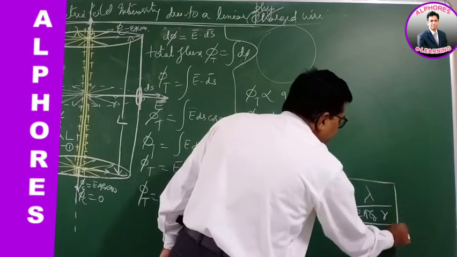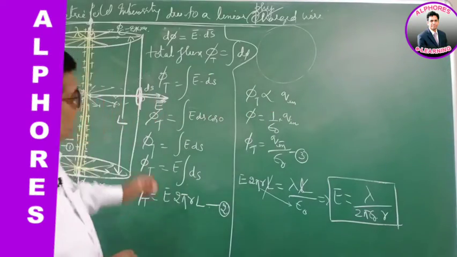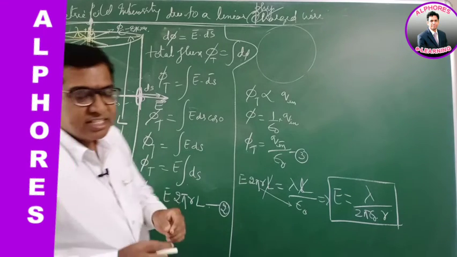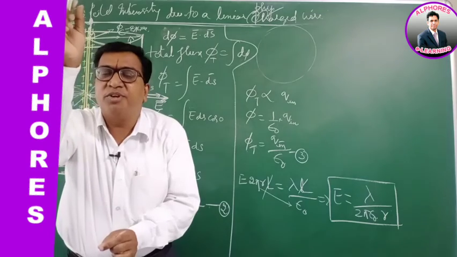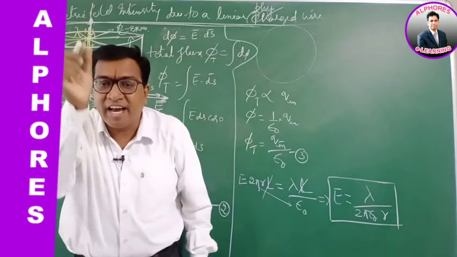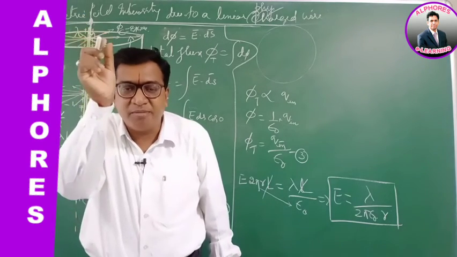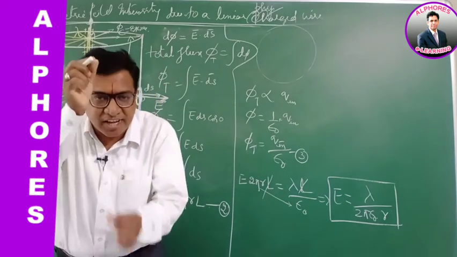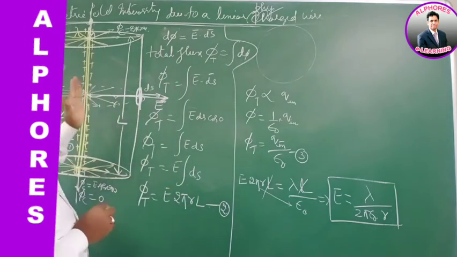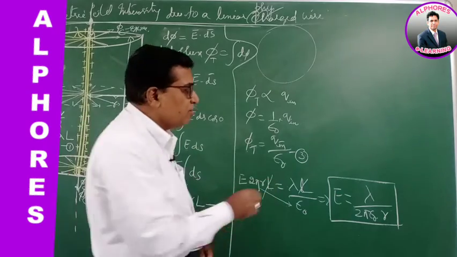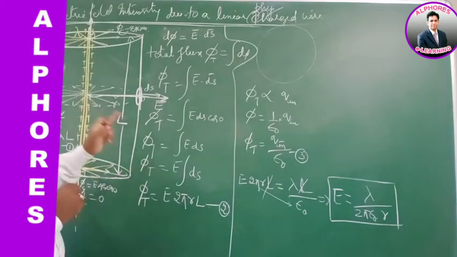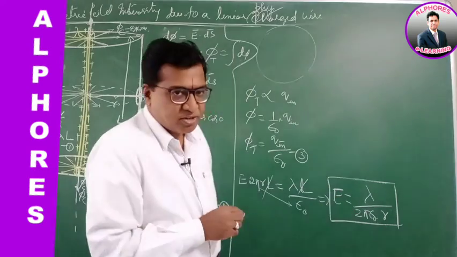This is the magnitude of the electric field strength due to a linear charged conductor, a line of charge uniformly distributed in a line, a charged wire, a uniformly charged conductor, a thin glass rod charged uniformly. For all such things, the magnitude of the electric field due to that charged conductor, E, is lambda by 2 pi epsilon naught R.